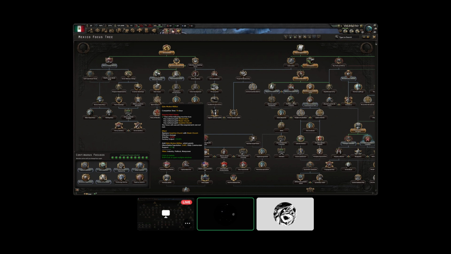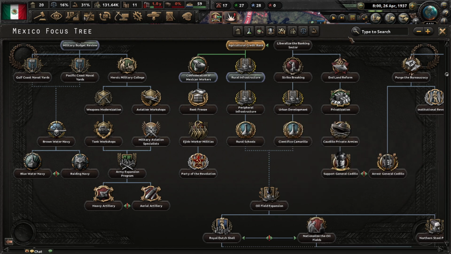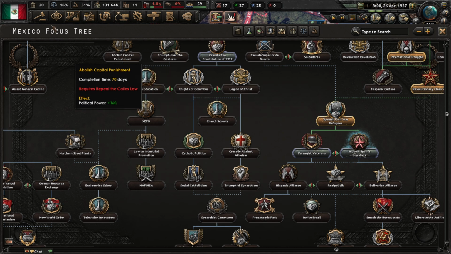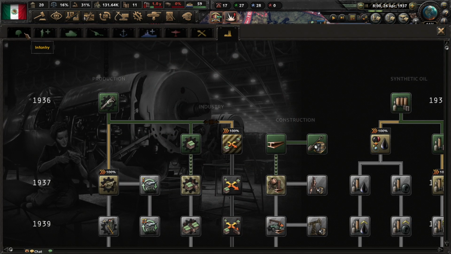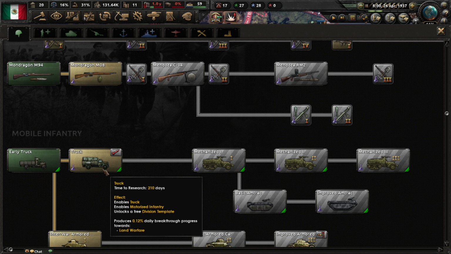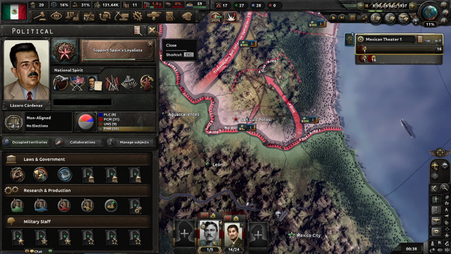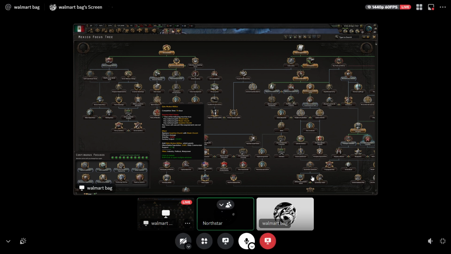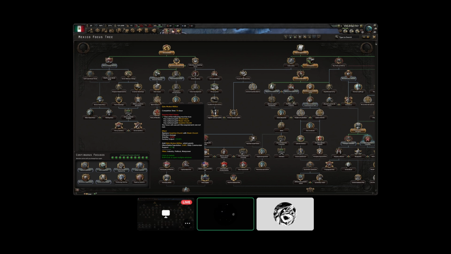The big thing is when you get the technology for trucks, which I don't think you get a research boost. No, you don't. Once you've teched trucks, you'll be able to form motorized divisions. And with motorized divisions, I'd be able to lend lease you a bunch of trucks once I gain access to lend lease. And with motorized divisions, you can just roll right over most of the Latin American countries. You don't need tanks. Even just trucks will be enough to give you a massive advantage.